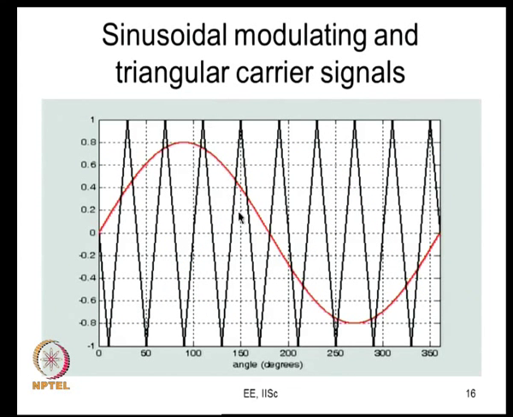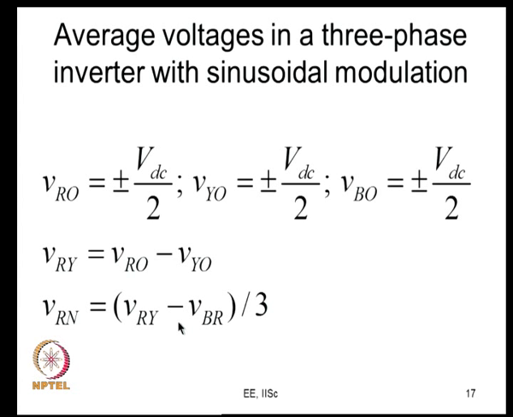I am showing only the R phase signal and the triangular carrier. Of course, the carrier is shown to be of lower frequency here, only for illustrative purposes; typically the carrier frequency would be much higher. Now, if you look at R phase, the top device can be on or the bottom device can be on. Accordingly, VRO can be either plus VDC by 2 or minus VDC by 2. Similarly, VYO can be plus VDC by 2 or minus VDC by 2, and VBO can also be plus VDC by 2 or minus VDC by 2.